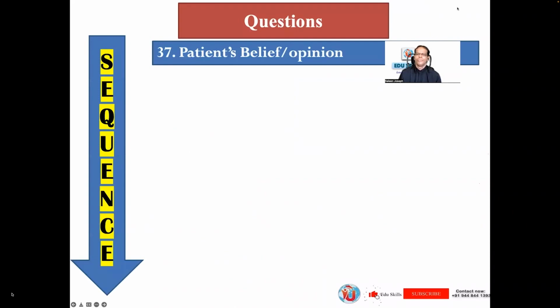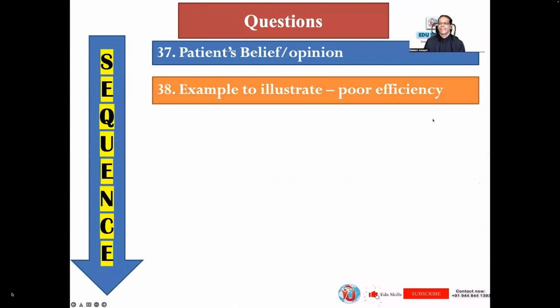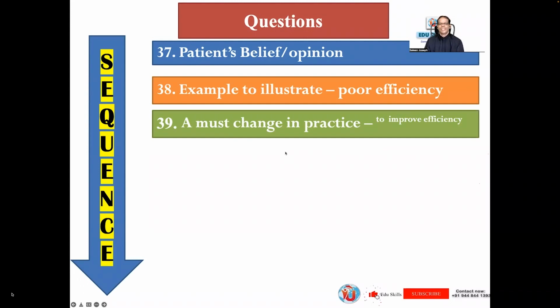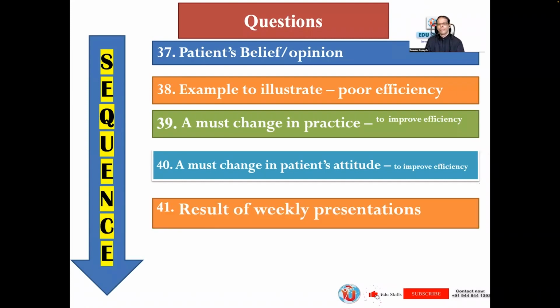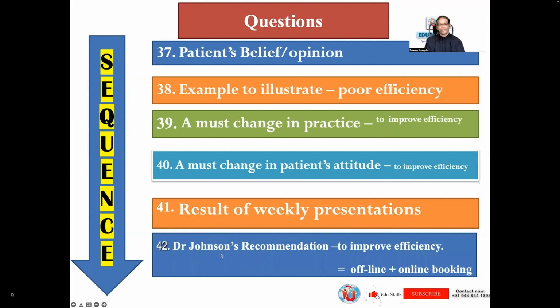So we'll see the question sequence. How does the question go? First one, 27 speaks about patient's belief. 28, example to illustrate poor efficiency. 39, a must change in practice to improve efficiency. 40, a must change in patient's attitude. Okay, this is professional attitude. Here, patient's attitude to improve efficiency. 41, result of weekly presentation. 42, Dr. Johnson's recommendation to improve efficiency. You have to have appointment process offline as well as online.